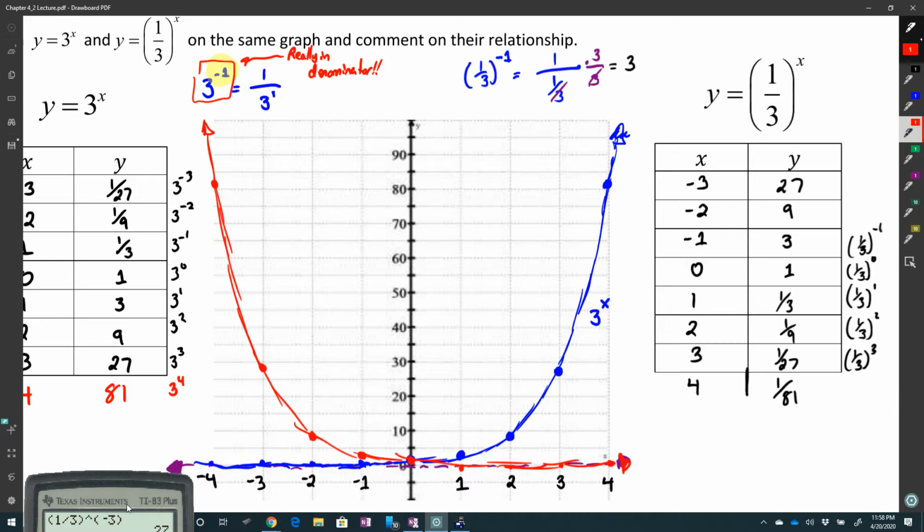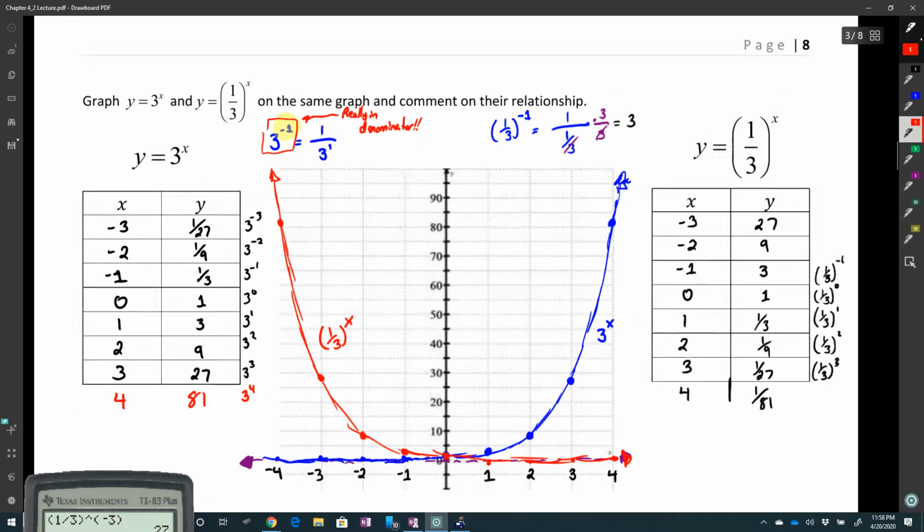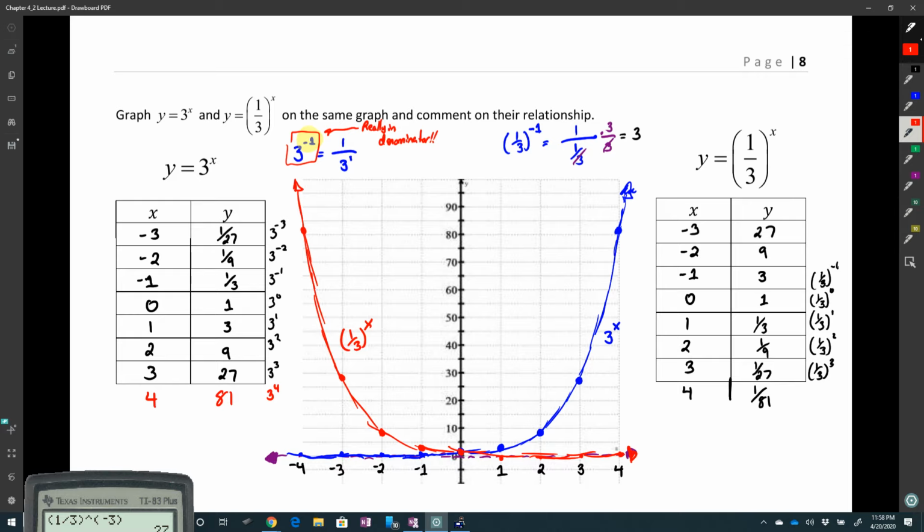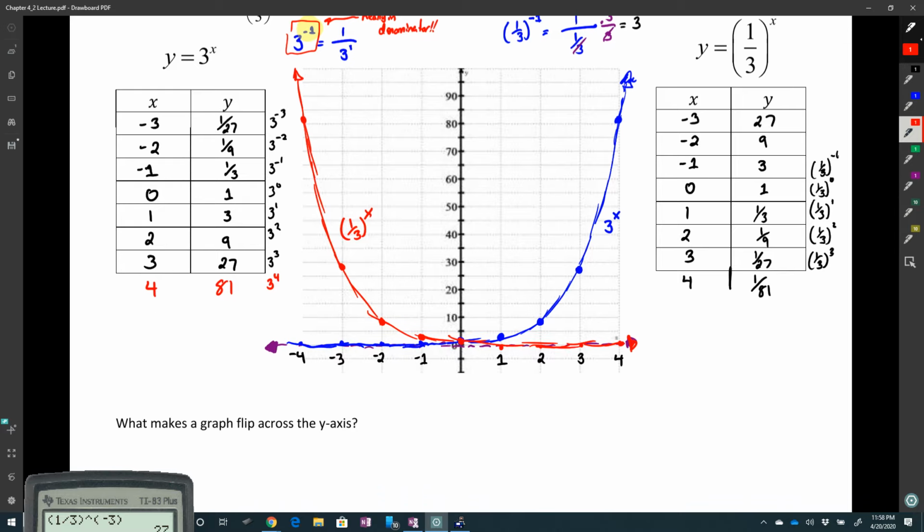All right, and this is 1/3 to the x. There we go. So what do you notice about the two graphs? We notice that 3 to the x and 1/3 to the x are reflections about the y-axis.